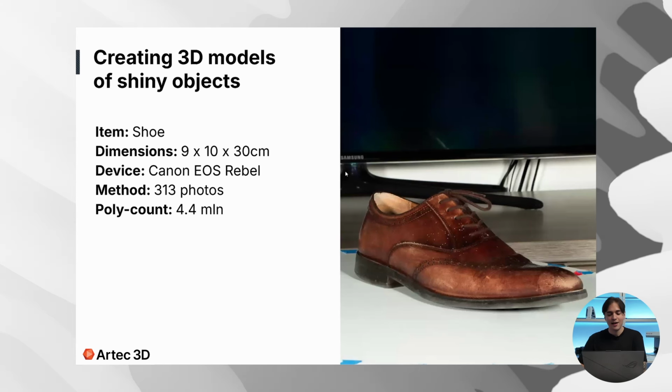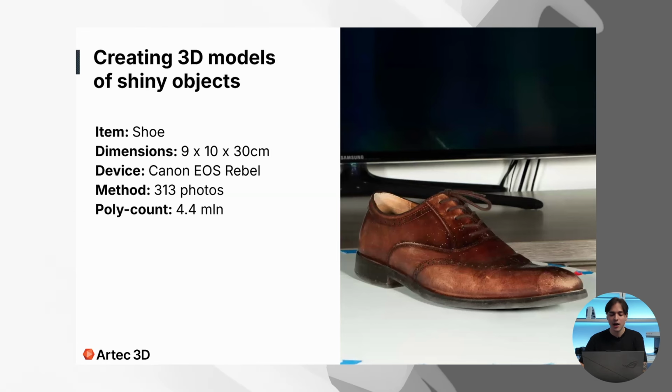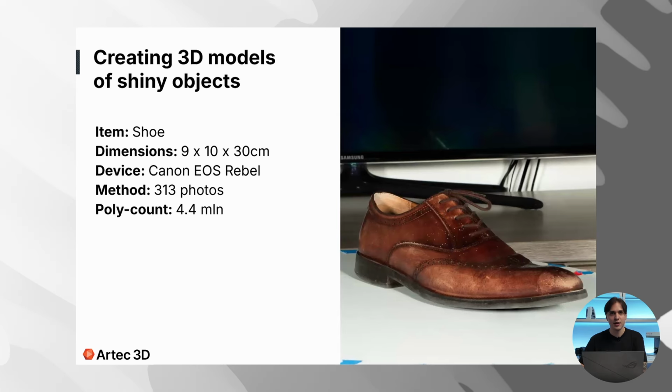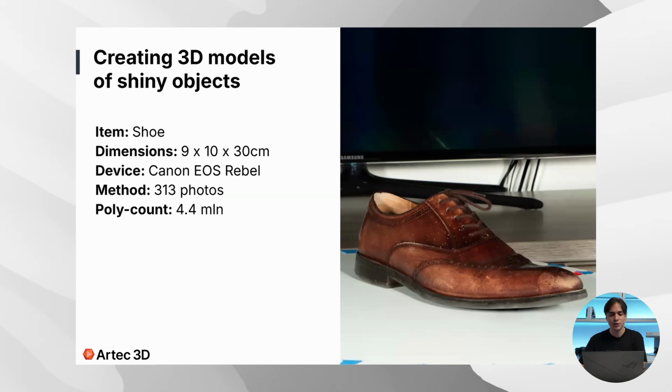One more strength for Artec Studio is the ability to create 3D models of shiny objects. As you can see right here, here is a dress shoe. It's pretty shiny, it's pretty glossy under natural light. Even if we point soft light at this object, it turns out quite glossy. And even despite that, we have managed to get a good reconstruction here.